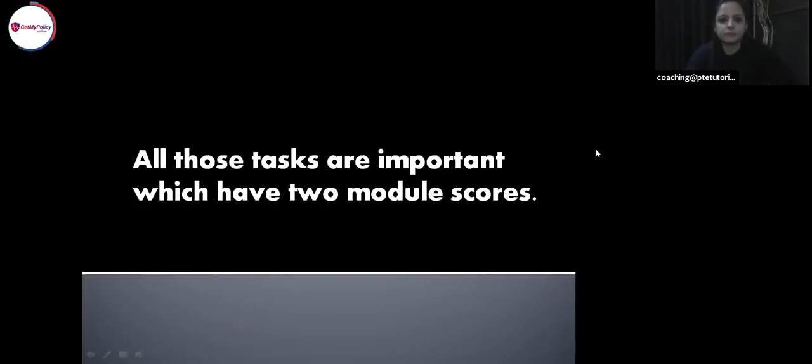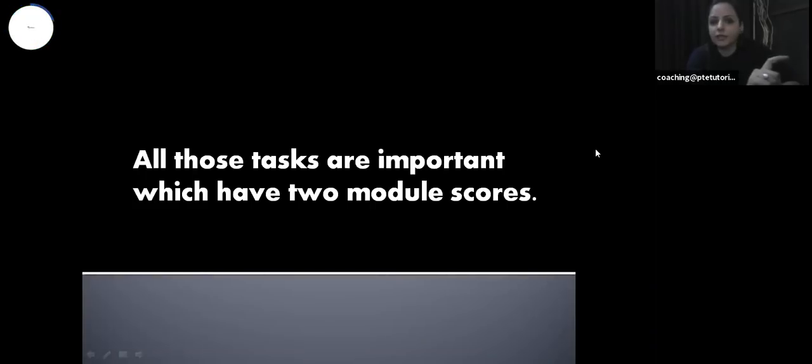The very first important thing that one should know is the scoring pattern of the PTE exam, because there are 20 tasks basically. And another important thing is, this paper is not like IELTS, because in IELTS, if you are doing only the writing part, then you will get the score for only writing. But this is not the case in the PTE exam.